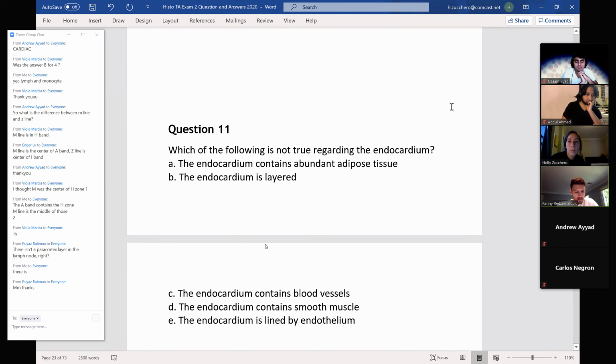All right, question 11, guys. Which of the following is not true regarding the endocardium?